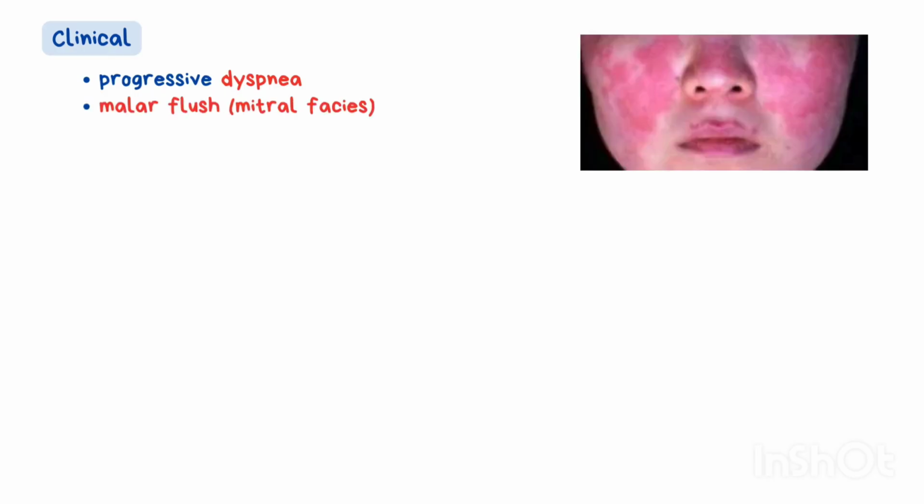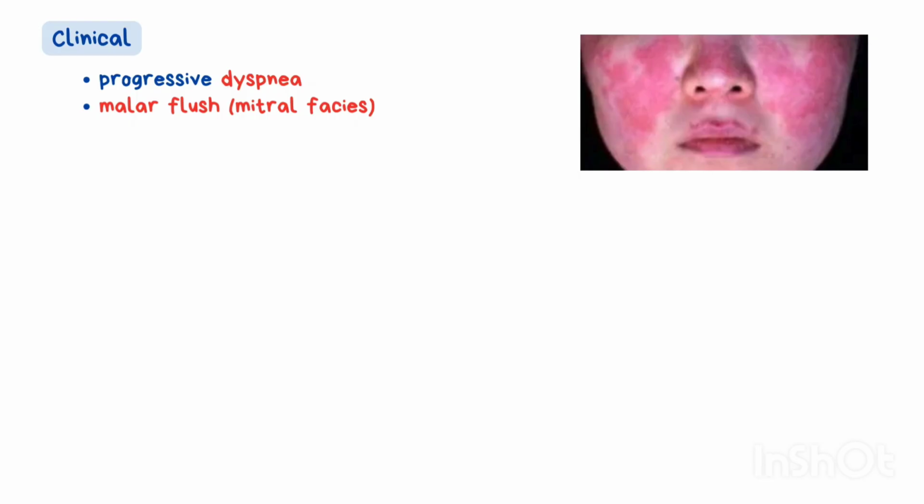The clinical presentation of mitral stenosis often begins subtly, then gradually progresses. One of the earliest and most common symptoms is progressive dyspnea, that is, increasing shortness of breath, especially with exertion. This occurs due to elevated pressures in the pulmonary circulation as blood backs up into the lungs from the obstructed mitral valve. On physical examination, a patient may exhibit a malar flush, a reddish-purple discoloration over the cheeks.